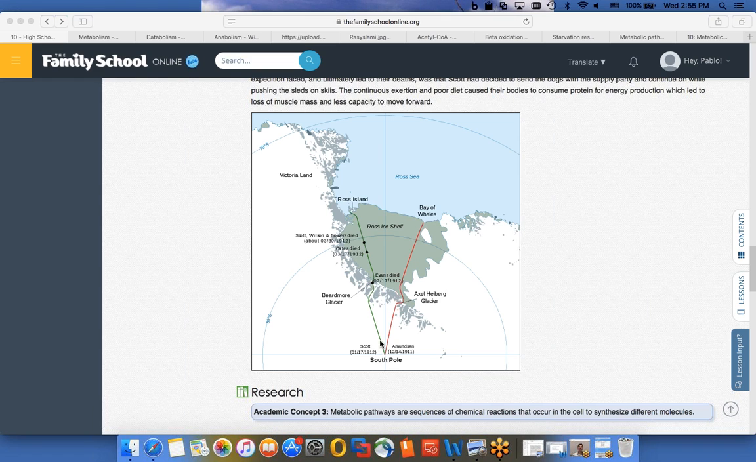The problem was that now they needed to get back. The Amundsen team was able to get back with no problem. They still had dogs, they still had their supplies and everything, and they were okay. The Scott expedition started suffering tremendously on the way back, and the problem was that because they were exercising so much, the body was starting to use protein in order to produce energy. But what do you need the protein for?